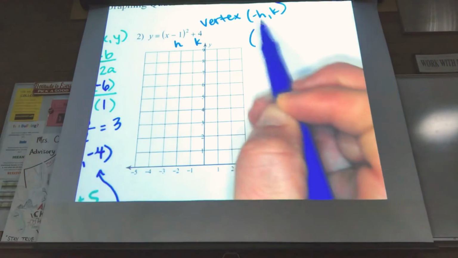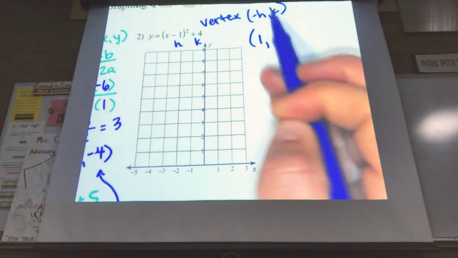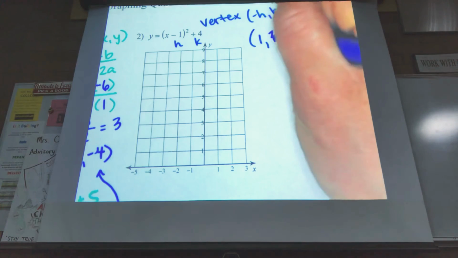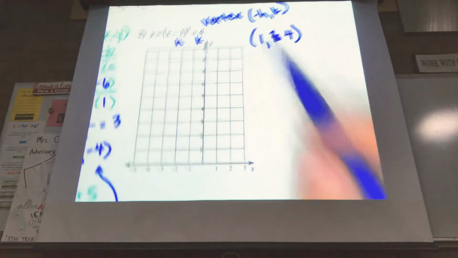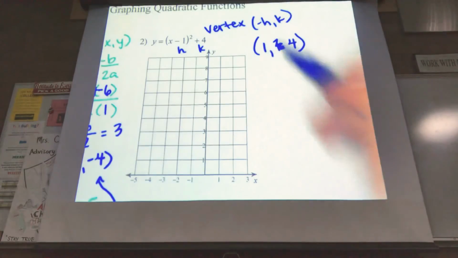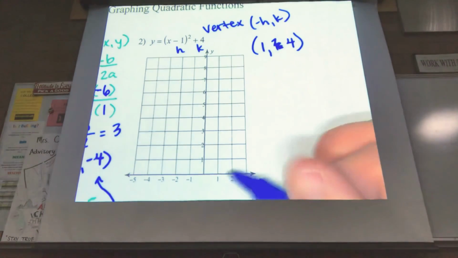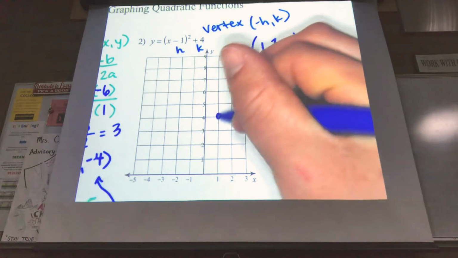This negative h tells us to change it, so now it's a positive 1. The k is positive, so it stays the same: 4. So we know that our vertex for this one is 1, 4. We did not have to do any solving. Vertex form tells us our vertex. So we can put that on our graph. Find 1 down here, and then go up to 4. There's your point.